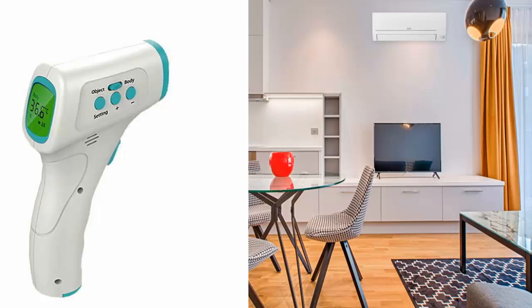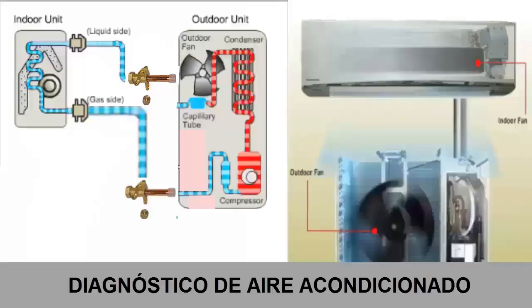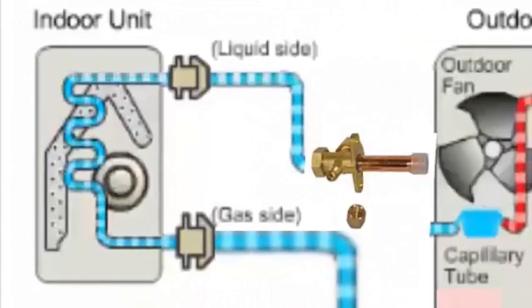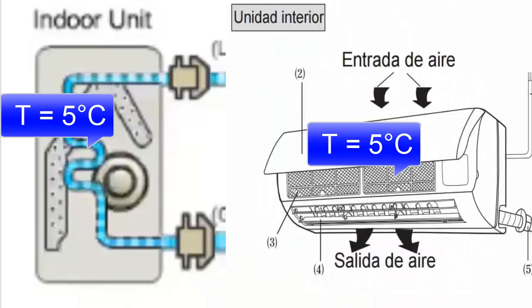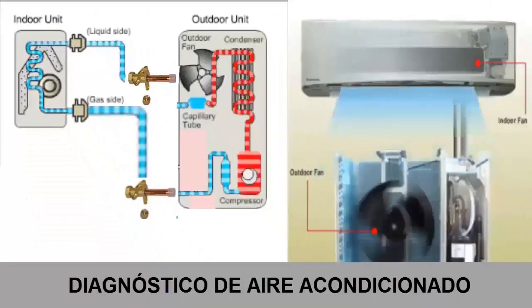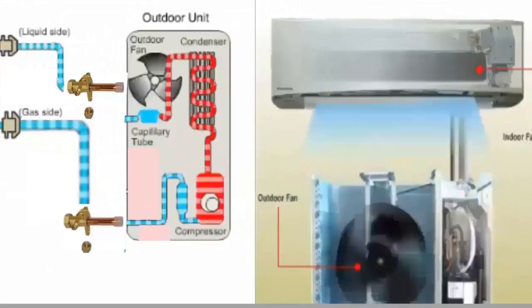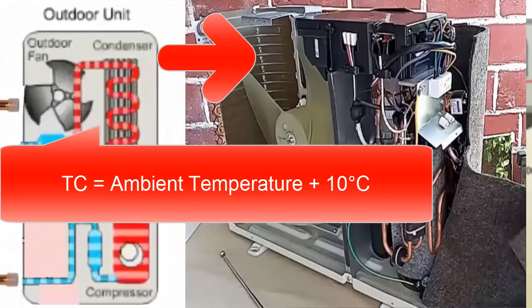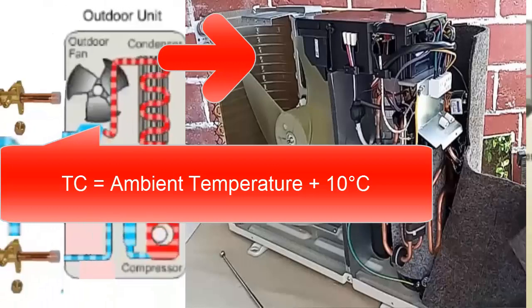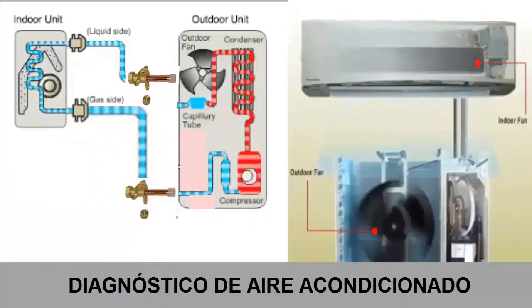In this video, we will explain how to carry out an assessment of the proper functioning of an air conditioning system using exclusively temperature values. Let's begin by highlighting that the average temperature in the pipes of the evaporator or indoor unit of a properly functioning air conditioner should be around 5 degrees Celsius. On the other hand, the average temperature of the condenser in proper operation, located in the outdoor unit, should be approximately 10 degrees Celsius higher than the external ambient temperature.